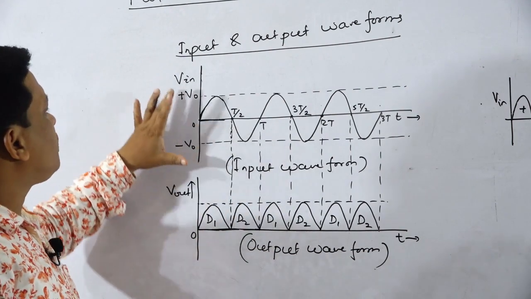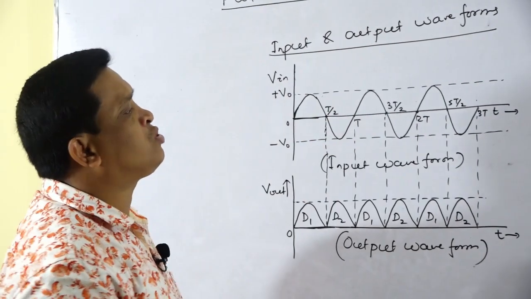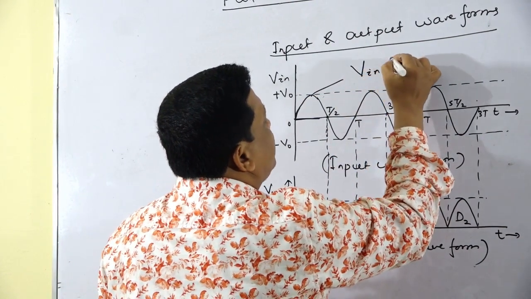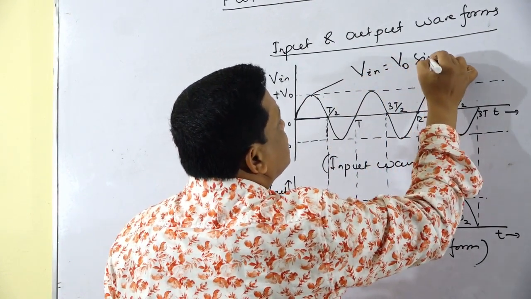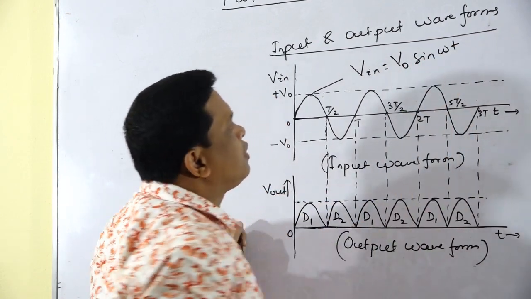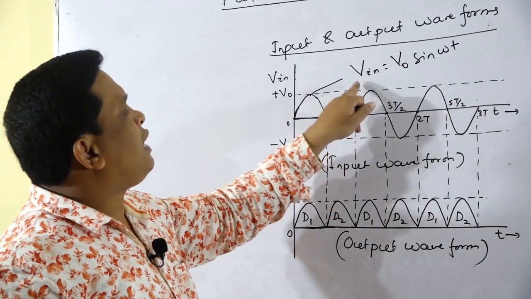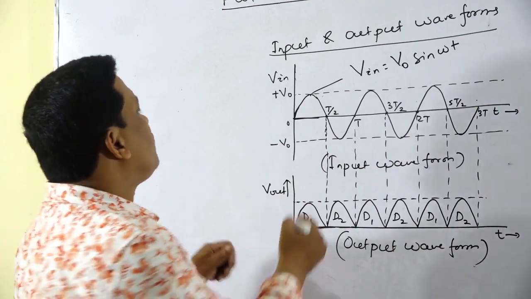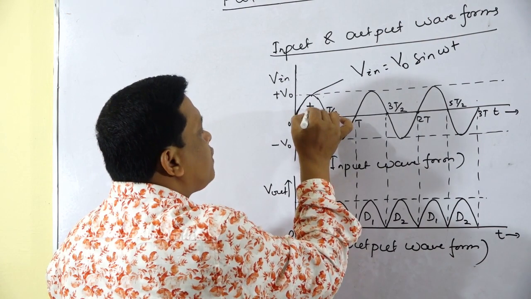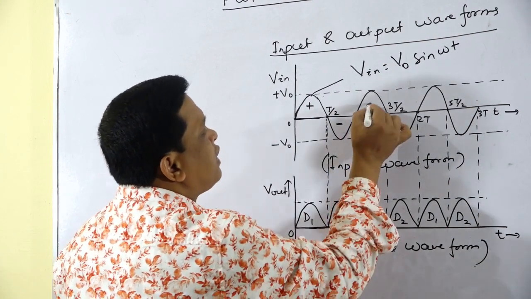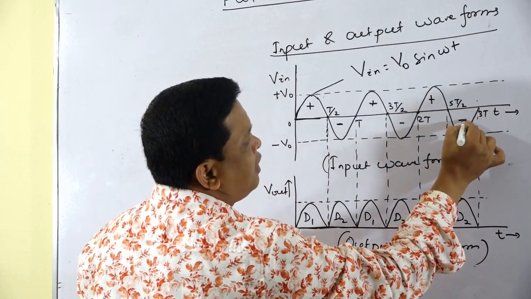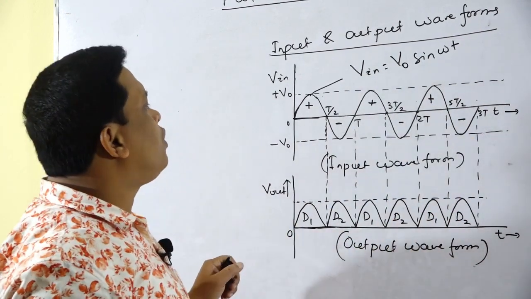As I told you, the input waveform is sinusoidal and we can represent it by the equation Vin = V0 sin omega t. This is the mathematical expression for the input waveform, which is a sinusoidal voltage. This is the positive half cycle and this is the negative half cycle, positive half cycle and negative half cycle of input voltage.